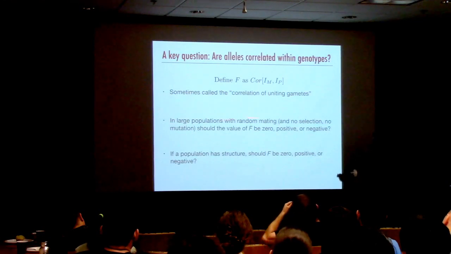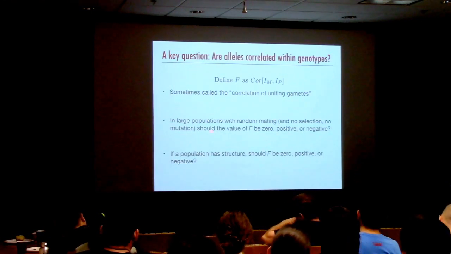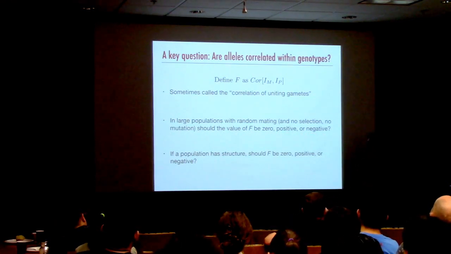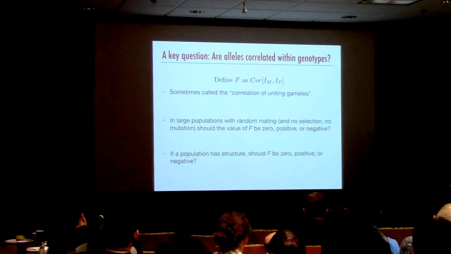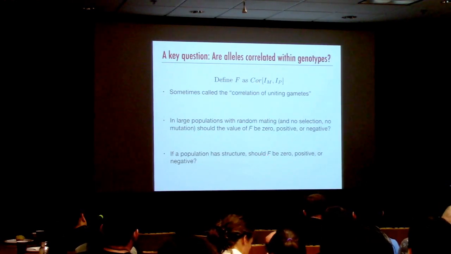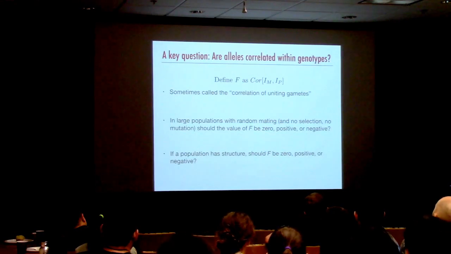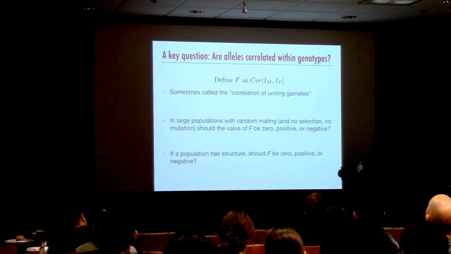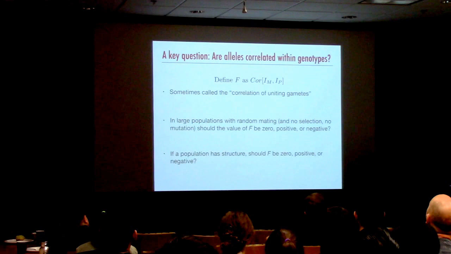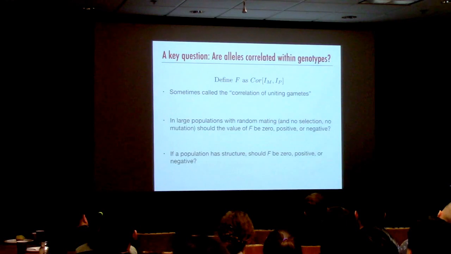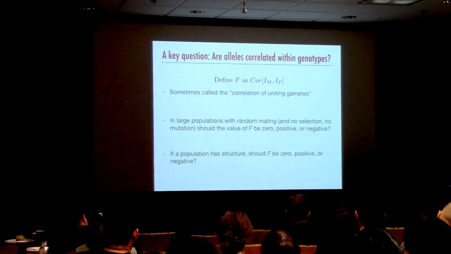So in large populations with random mating, no selection, no mutation, should the value of f be 0, positive, or negative? And if a population has some structure, where there are subpopulations within it, should it be 0, positive, or negative? So the answer to the first question is 0. That's what Hardy-Weinberg found: with a basic set of assumptions, the alleles within genotypes should be as if there is no correlation between them. They're independently sampled, like indicator variables.